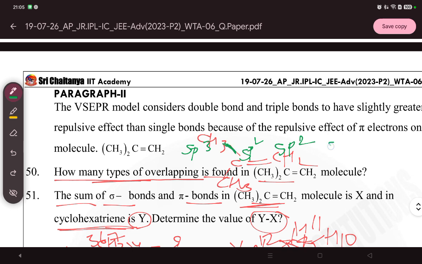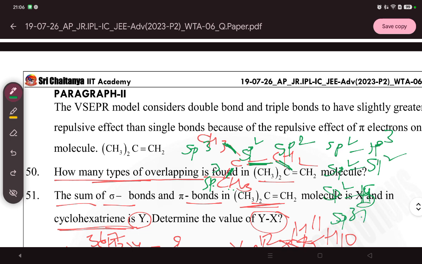formed by the sp2 to sp3 overlapping, and it is also the same type, sp3 to sp2, and here the sigma bond is formed by the overlapping of sp2 to sp2, and this hydrogen bond is obtained by the sp2 to s hydrogen overlapping, sp2 to s orbital, and here 3 sp3 hybrid orbitals are there, sp3 to s. Total 4 types of overlappings are presented.